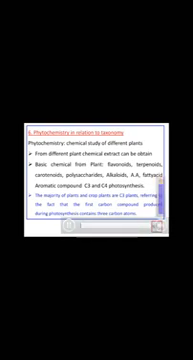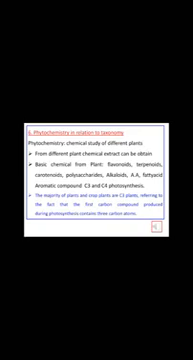Now, phytochemistry in relation to taxonomy. As I have already explained, phytochemistry or phytochemical is the study of different chemicals which can be obtained from different plants. So the chemical study of different plants is called phytochemistry.